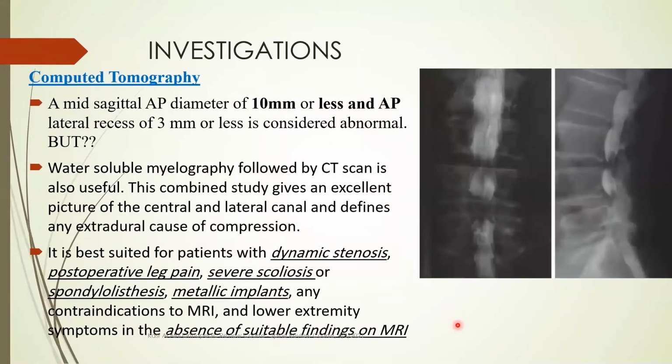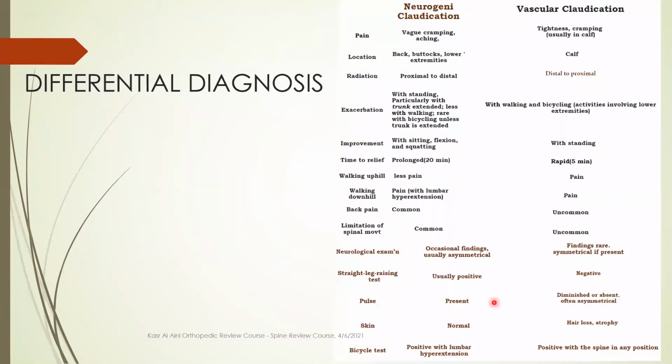Computed tomography, by making water-soluble myelography followed by CT, is very helpful in some situations like dynamic stenosis, failed back or recurrent stenosis, severe scoliosis, metallic implants, or other contraindications to MRI. You can see the interruption of dye in this cut. This is the famous claudication table. You can have a close look on it and read it many times just to revise.